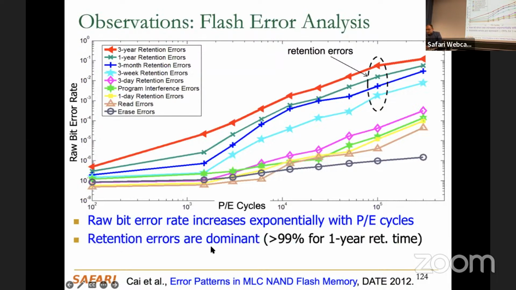And retention errors are dominant. More than 99% of errors for 1 year retention time are allocated to retention errors.